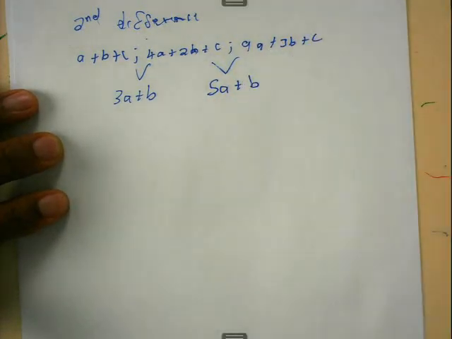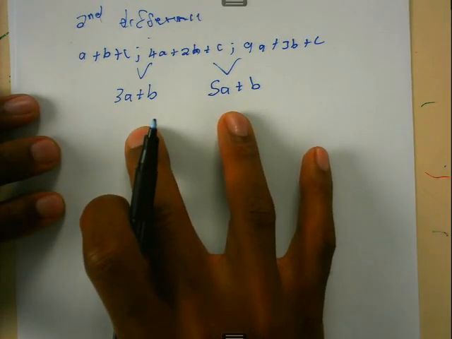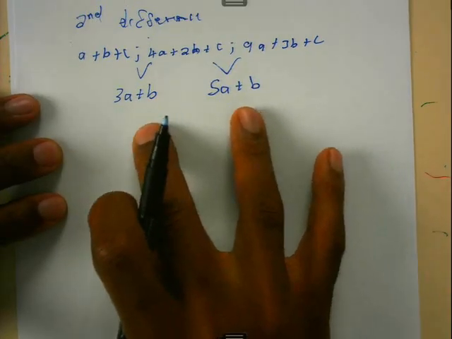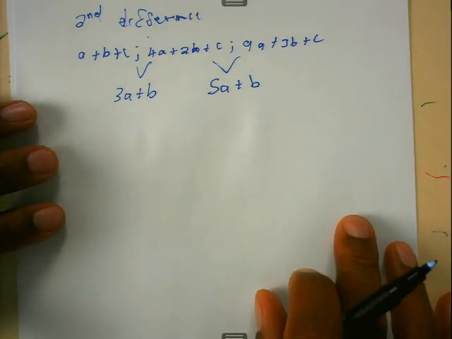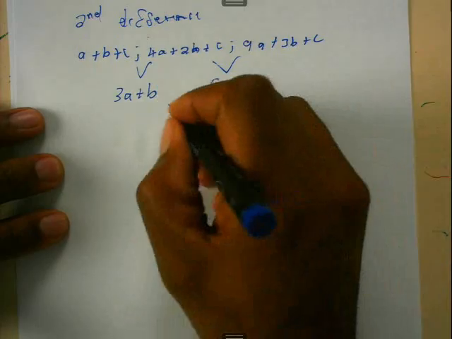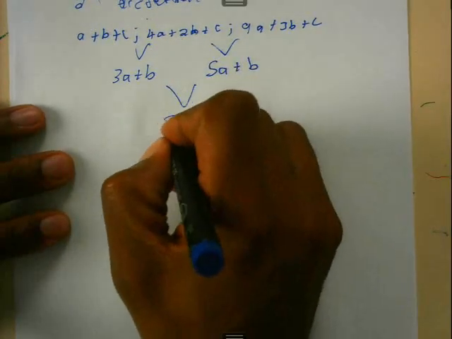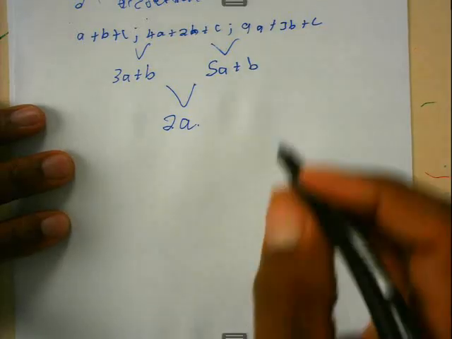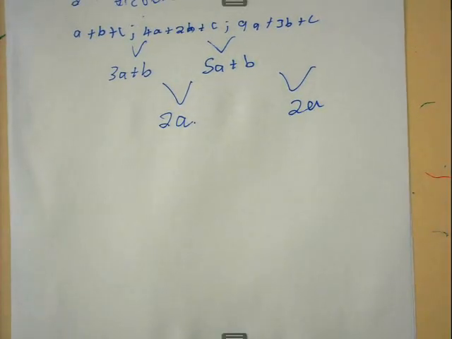It will continue. But remember, if we say this pattern is a linear pattern or arithmetic sequence, the first difference must be the same. But when I look at this one, the first difference is not the same. Therefore we need to determine the second difference. You'll see that the second difference is 2a.